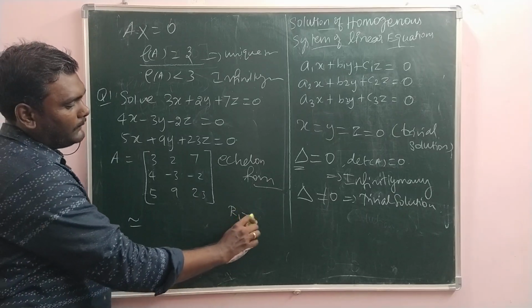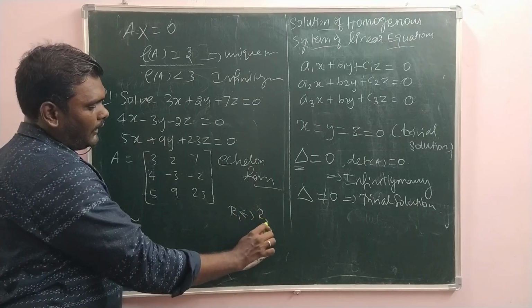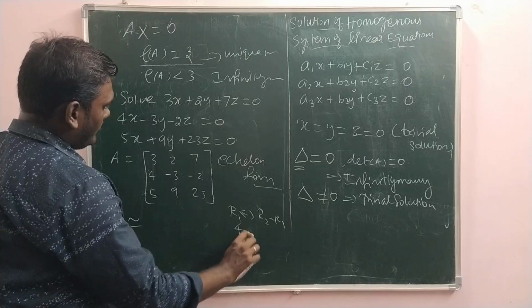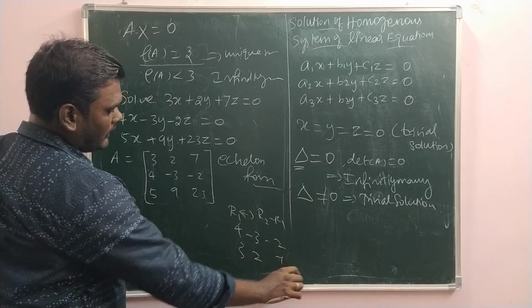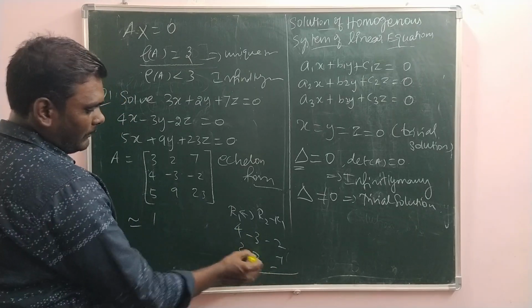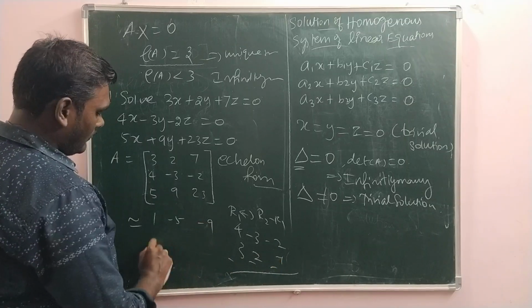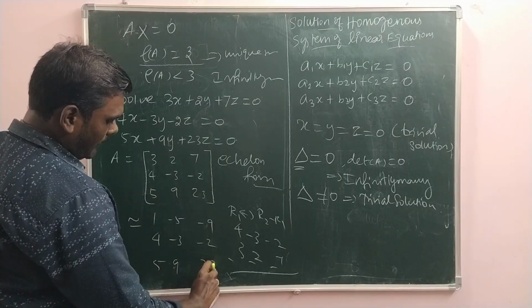I am going to take R1. In R1, I will write R2 minus R1. R2 is 4, -3, -2. R1 is 3, 2, 7. Now we subtract: 4 minus 3 is 1, -3 minus 2 is -5, -2 minus 7 is -9. Now the remaining rows are 4, -3, -2 and 5, 9, 23.